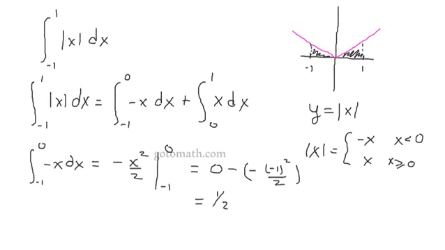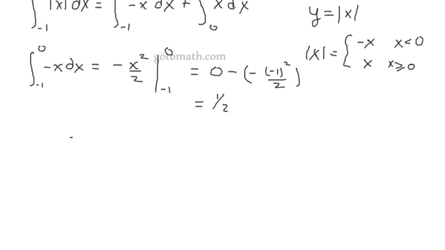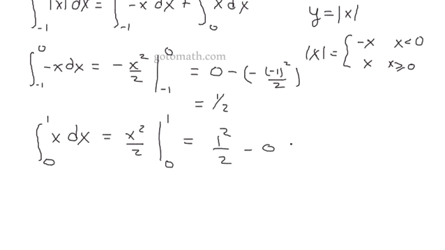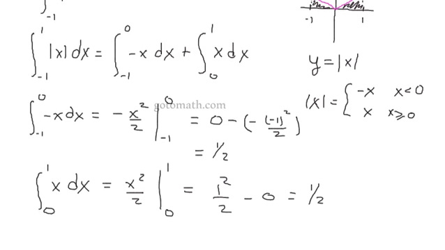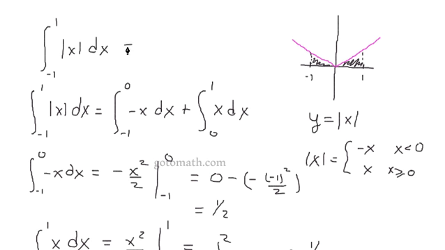Good enough. And then why would you even do the other part? Because our picture is symmetric, it should be a half also. But we'll do it anyway: x squared over 2, going from 0 to 1, plugging it all in, and we get a half. Therefore, we have a half plus a half, and it should all equal 1.